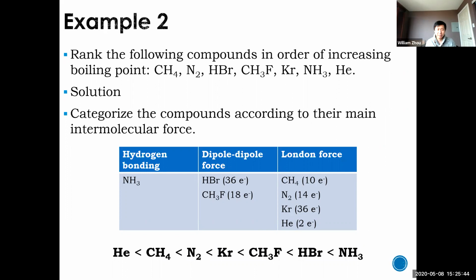So on the test, I wouldn't worry about that. I would just follow the rule, because I'm going to choose the ones that don't have this exception. They're all going to be similarly sized, so dipole-dipole will be stronger than London. Hydrogen bonding will be stronger than both of them. Okay, so make sure you know how to do this.